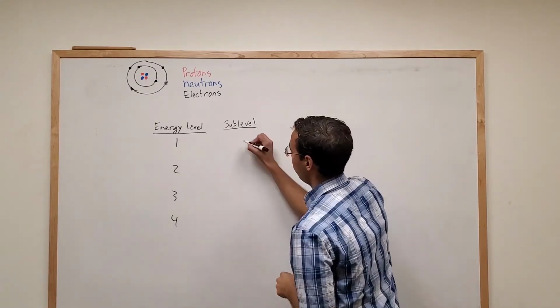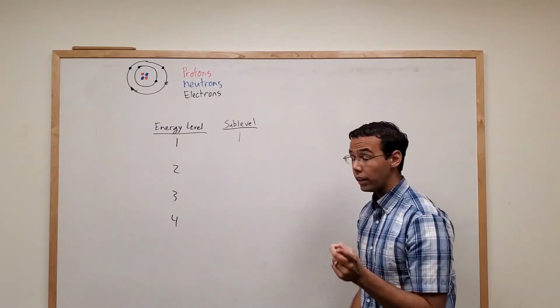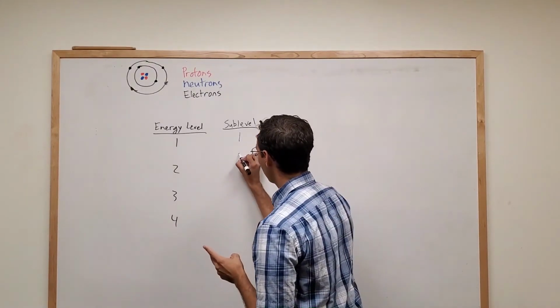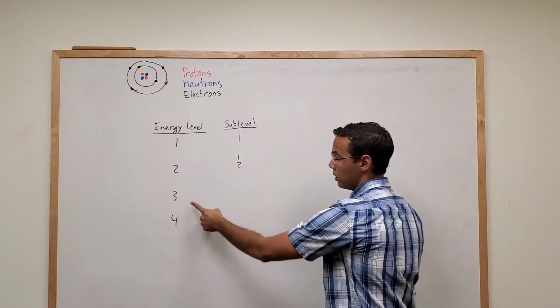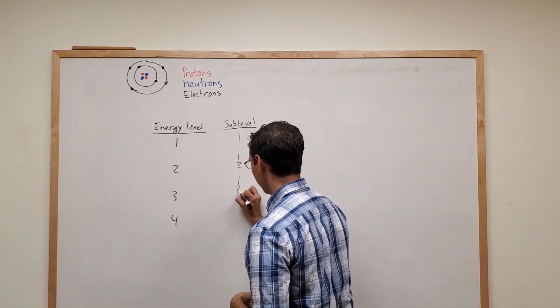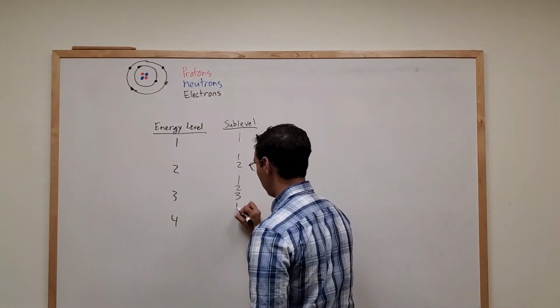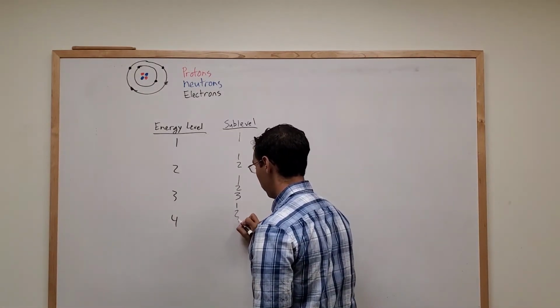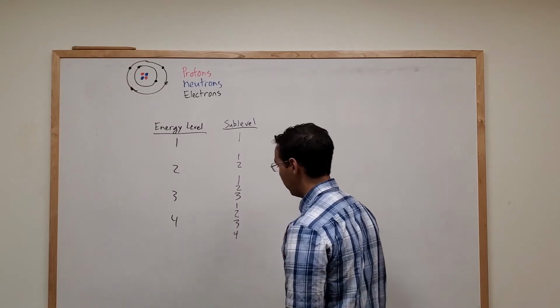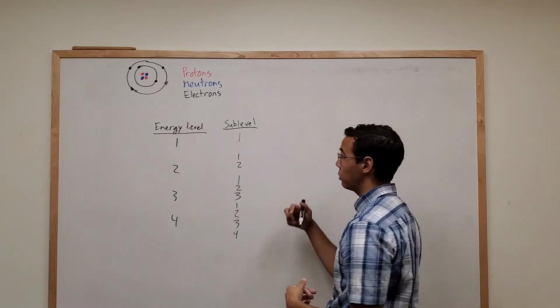So here, we're just going to have 1. Here, we're going to have sub-level 1 and sub-level 2. Here, we're going to have sub-level 1, 2, and 3. And then finally, here we're going to have sublevels 1, 2, 3, and 4. Okay, so these sublevels are going to be assigned letters as we continue on.